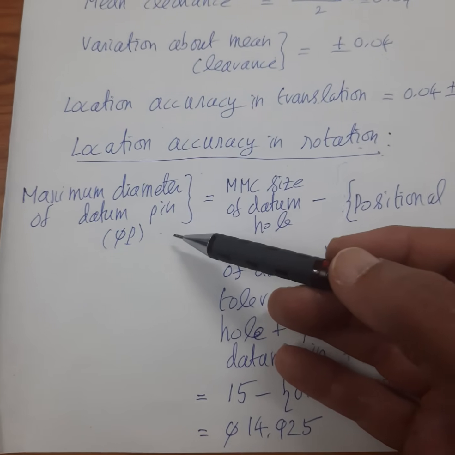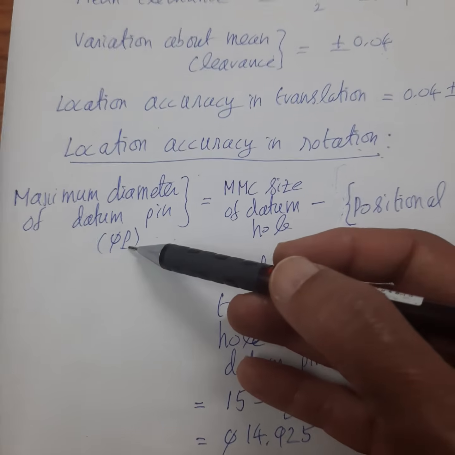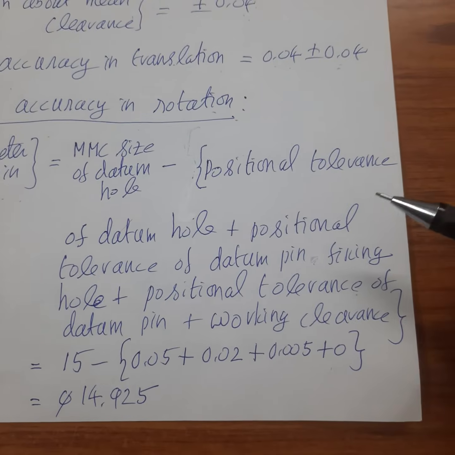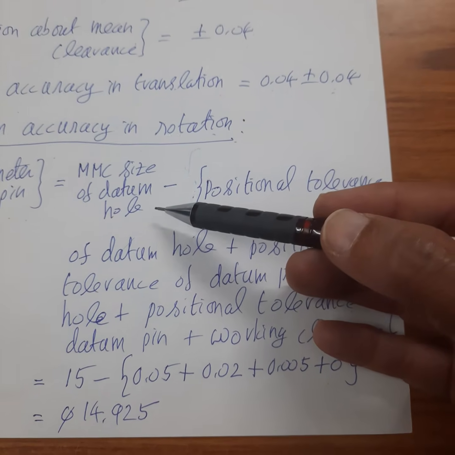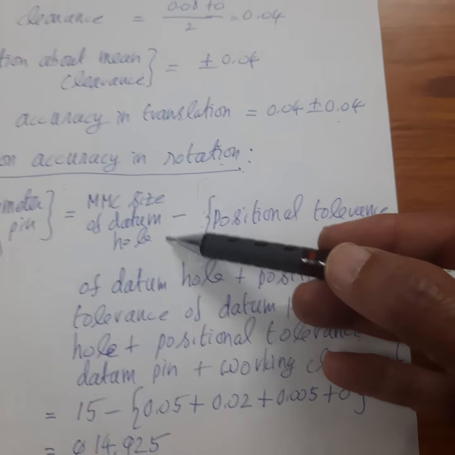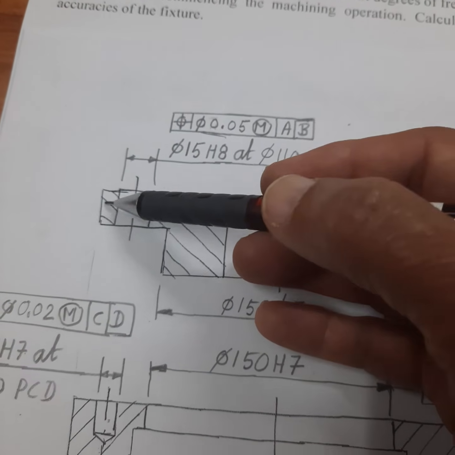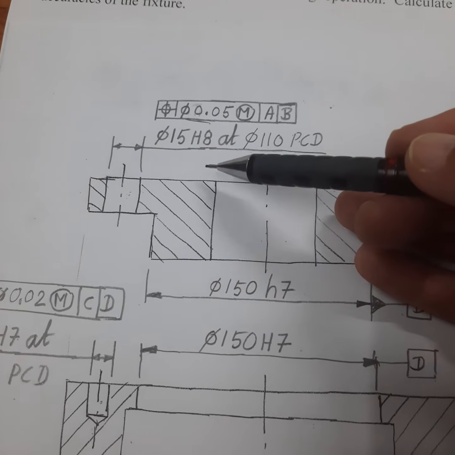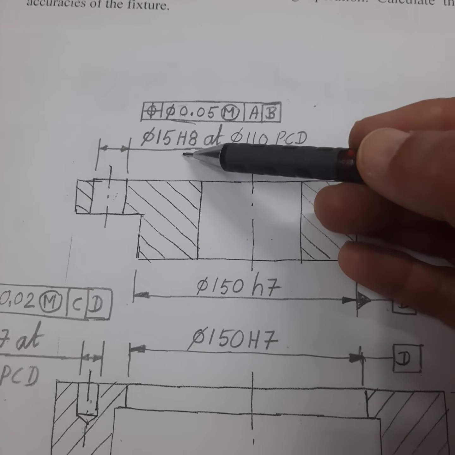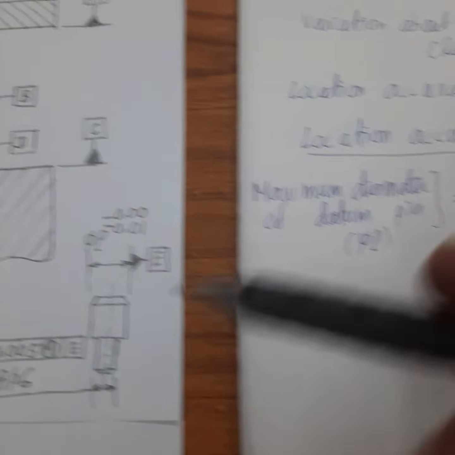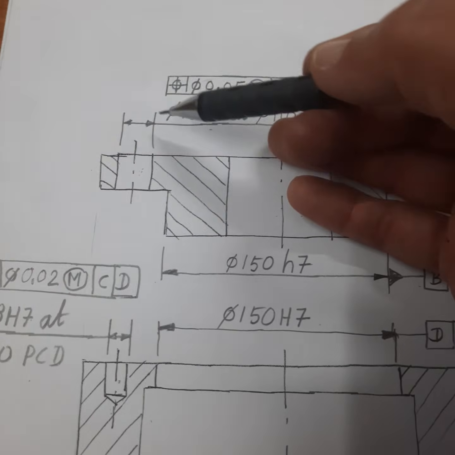So the maximum diameter of the datum pin, dia P, is equal to the MMC size of the datum hole. So where is the datum hole? This is the datum hole. The datum hole has a size of 15H8. If you look at the tolerance for 15H8, you will get the lower limit and upper limit.